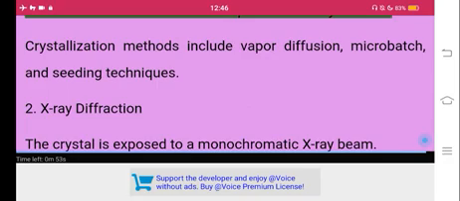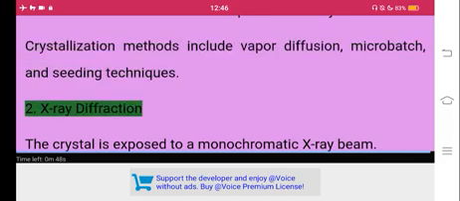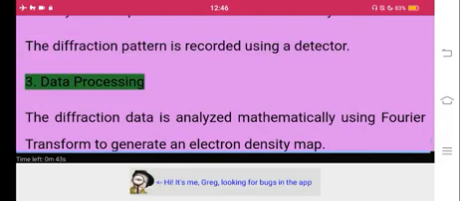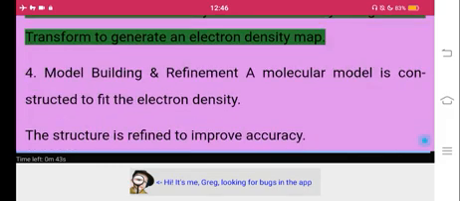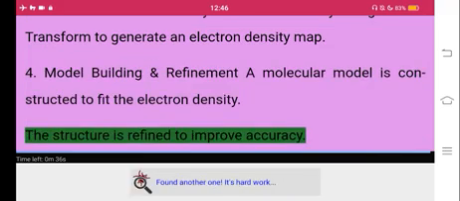Steps in X-ray crystallography. 1. Crystal growth. The molecule of interest must be purified and crystallized. Crystallization methods include vapor diffusion, microbatch, and seeding techniques. 2. X-ray diffraction. The crystal is exposed to a monochromatic X-ray beam. The diffraction pattern is recorded using a detector. 3. Data processing. The diffraction data is analyzed mathematically using Fourier transform to generate an electron density map. 4. Model building and refinement. A molecular model is constructed to fit the electron density. The structure is refined to improve accuracy.